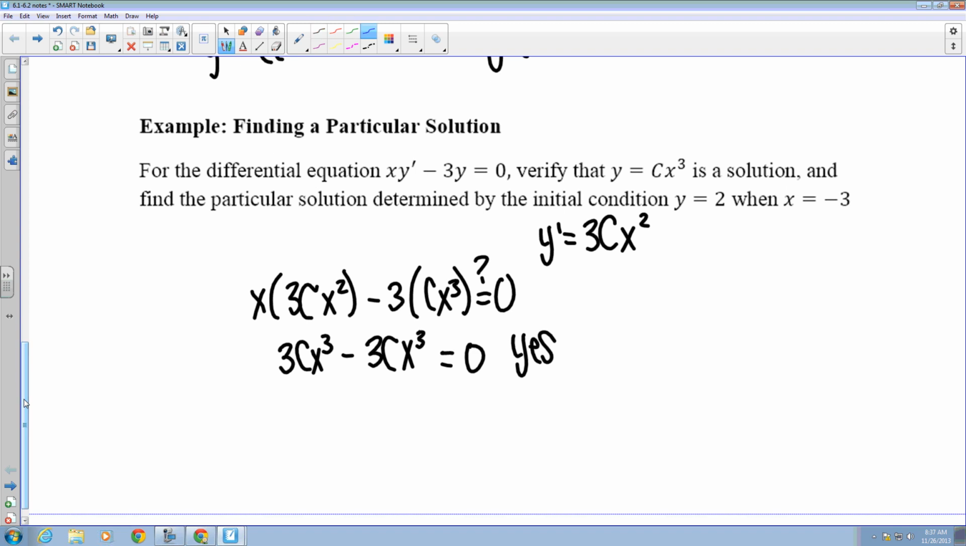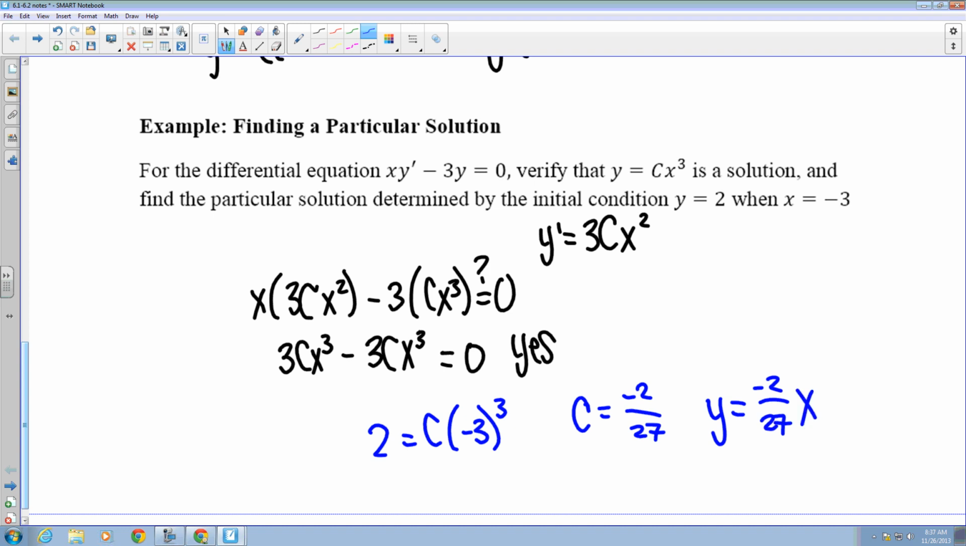So now we're trying to find the particular solution. That means we need to find what c is. So we're going to plug in 2 for y and negative 3 for x. And c is negative 2/27. So our particular solution is y equals negative 2/27 x to the third.